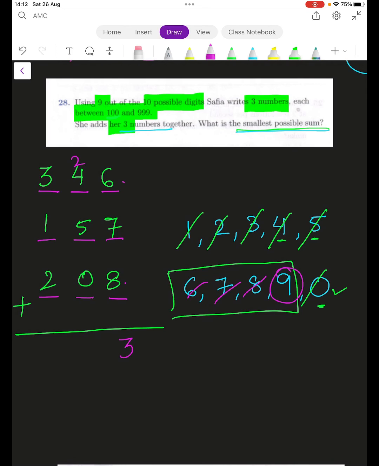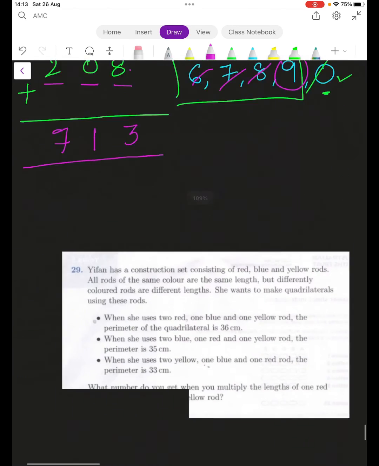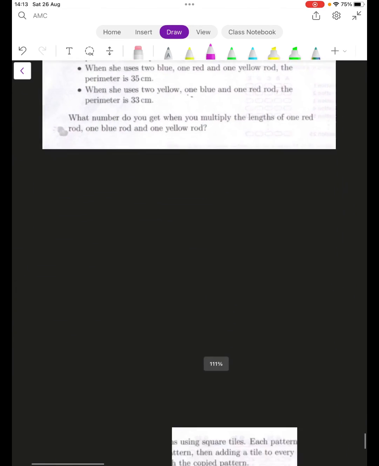8 plus 6 is 14, 14 plus 7 is 23, 6 and 5 is 11, 3, 4, 5, 6, 7. Sometimes just bringing out the calculator and typing it takes much more time than an actual working out. So the answer is 713 as well.